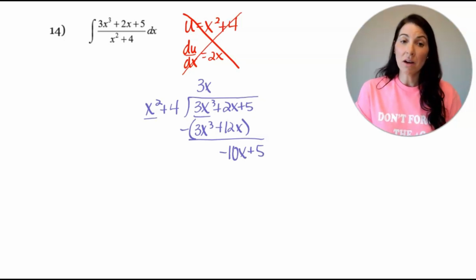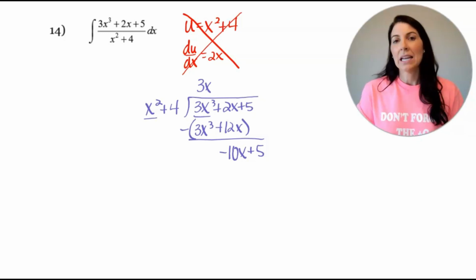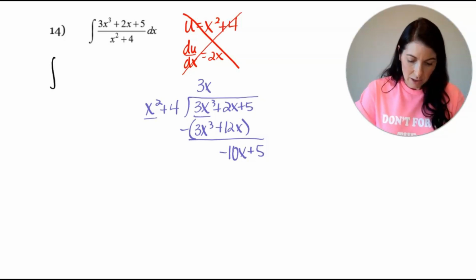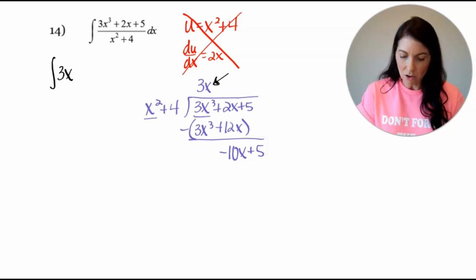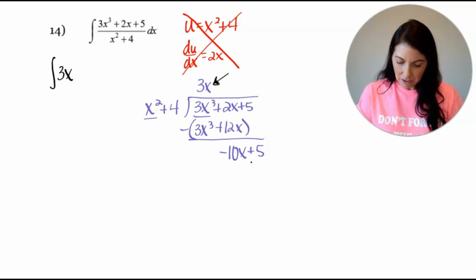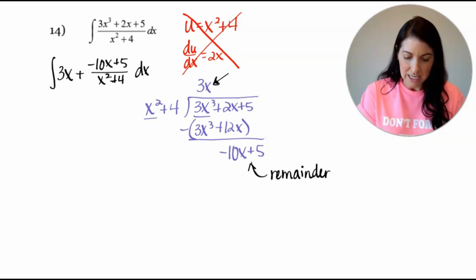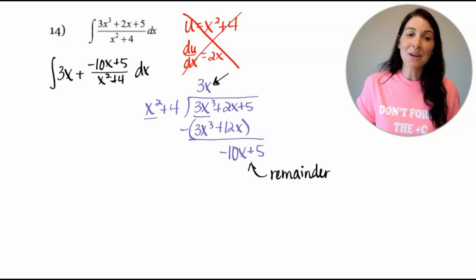And it looks like my long division process is done because I can't divide negative 10x by x squared and get something without a negative exponent. So with that, I can rewrite this integral as the integral of 3x, because that's what I got when I did the long division. All right, and then this negative 10x plus 5, all of this is my remainder. So I would write the remainder of negative 10x plus 5 divided by x squared plus 4, and then I would have dx. All right, so that is how I would rewrite this problem after I use long division.